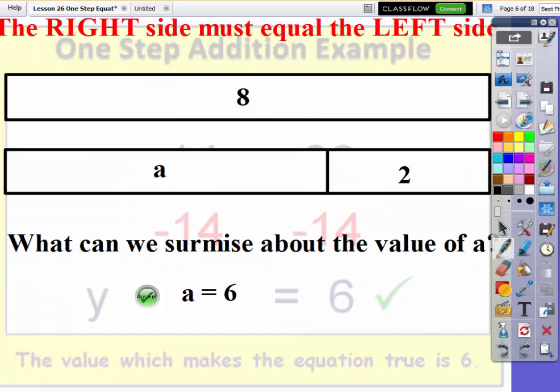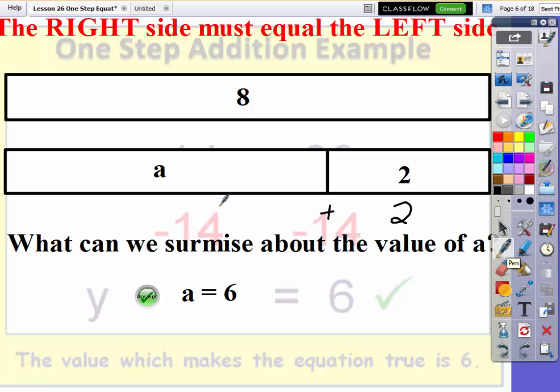So here I have my tape diagram again. What can we surmise or guess about the value of a? Well, it's pretty easy. I know 2 plus something must equal 8 because I know my addition facts well. I know that 2 plus 6 equals 8. That's the only number a can equal, is 6.